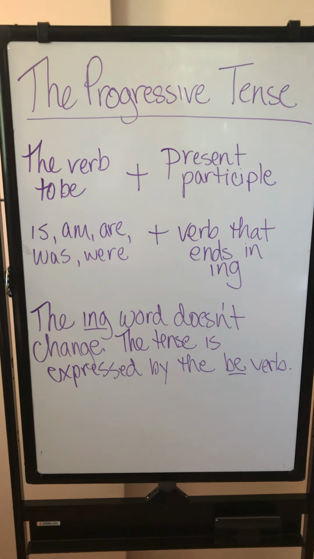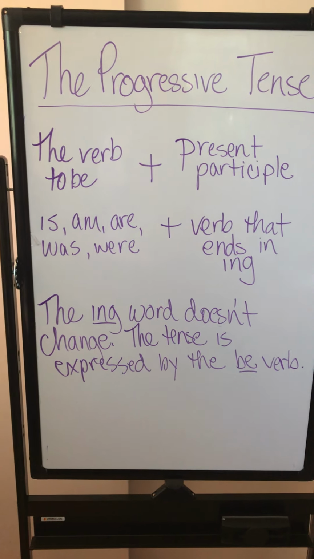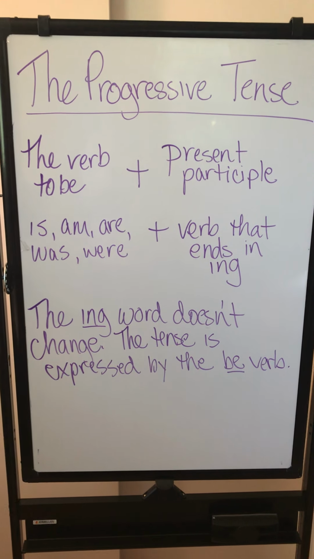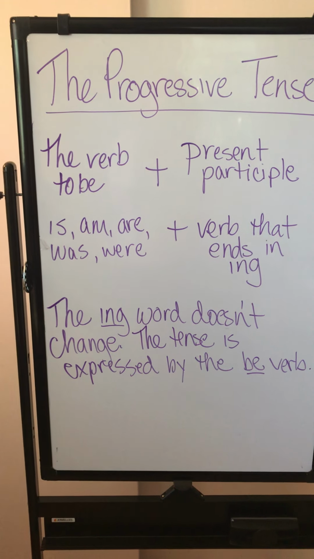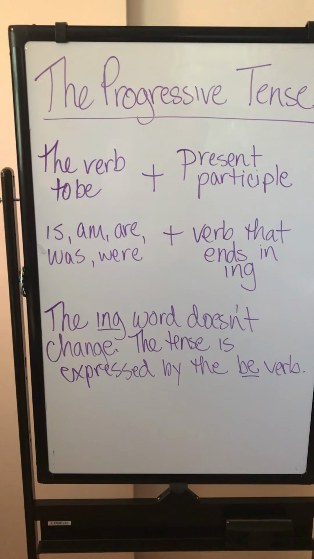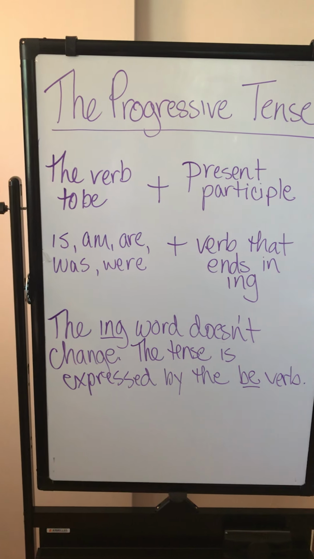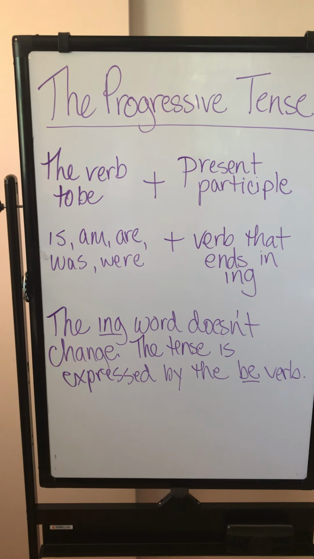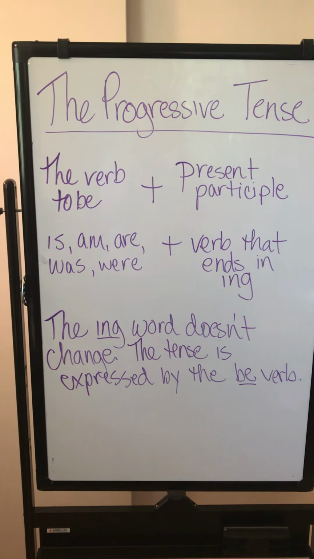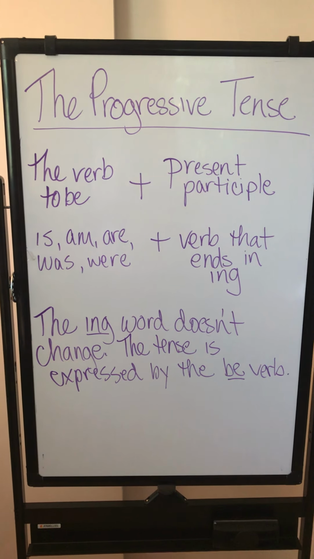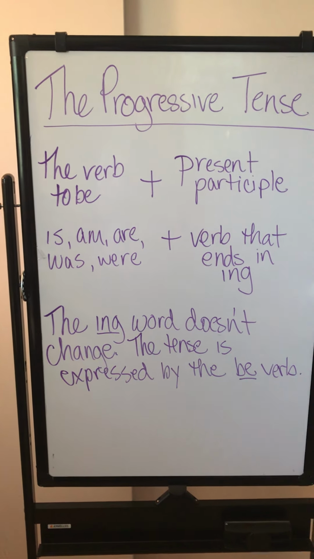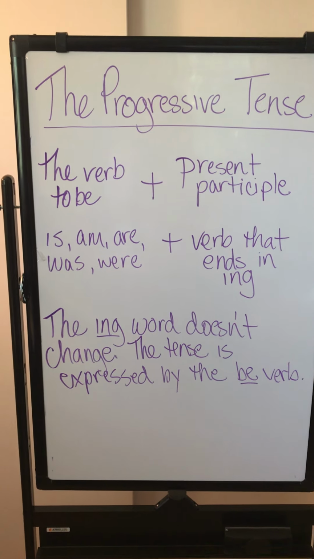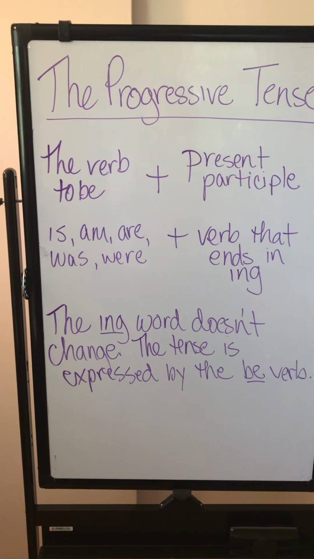Just to get this in your head, the progressive tense is a combination of a form of the verb to be plus a present participle. And to remind you, a form of the verb to be is going to be something like is, am, are, was, or were. Those are the basic ones that we use. Plus, you're going to have a verb form that ends in ing. The present participle always ends in ing. So the progressive verb is always a helping verb from the verb to be, and always coupled with a present participle that ends in ing.